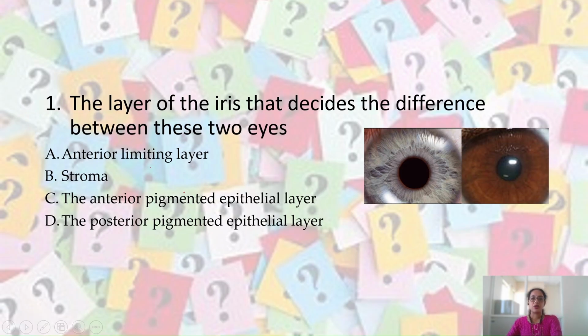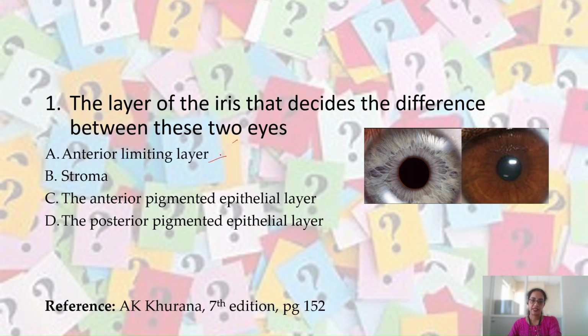Let's take a question now. The layer of iris that decides the difference between these two eyes. Here you see two eyes. The main difference between the two eyes is the color of the iris. So the difference, as we just learnt, is the anterior limiting layer. If you closely observe, there is another subtle difference here. The pupil diameter is a little bigger in the first eye and smaller in the other eye. Why does this occur?